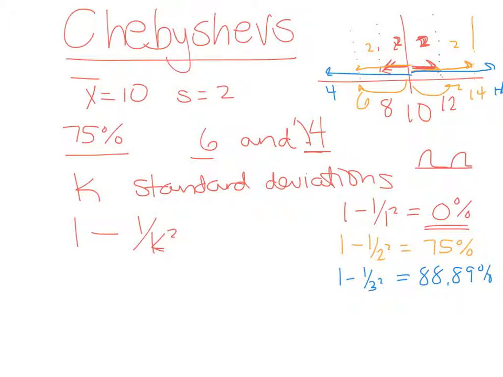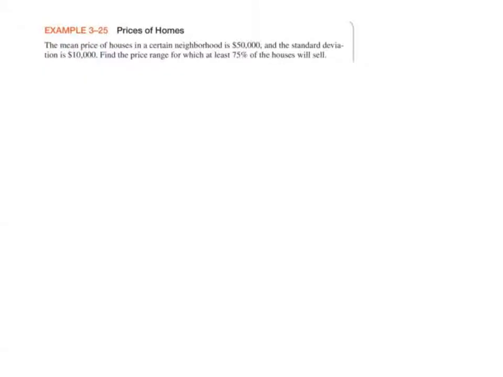And the more standard deviations away I go, the more data I'm guaranteed to get. I'll never get to 100%, but I'll get pretty darn close. So that is what Chebyshev's rule says. I'm going to do a couple Chebyshev's problems for you, and then we will move on from there. All right, so let's take a look at this first example, prices of homes.